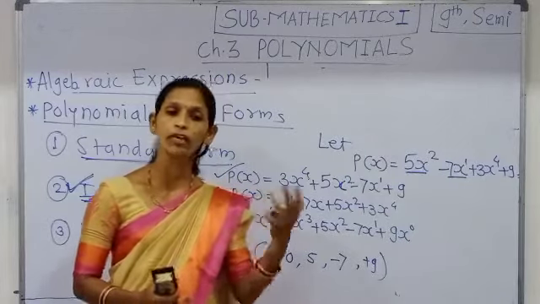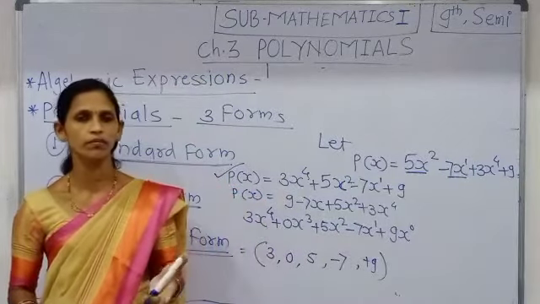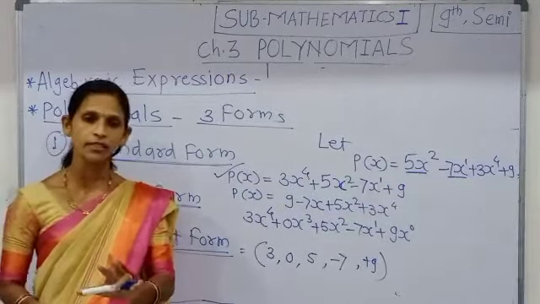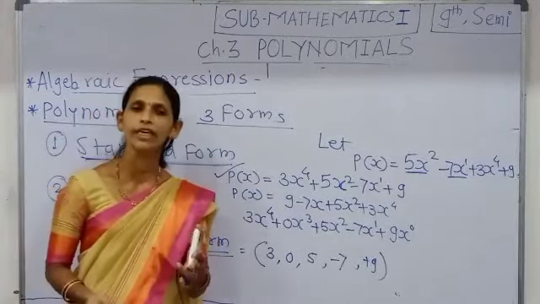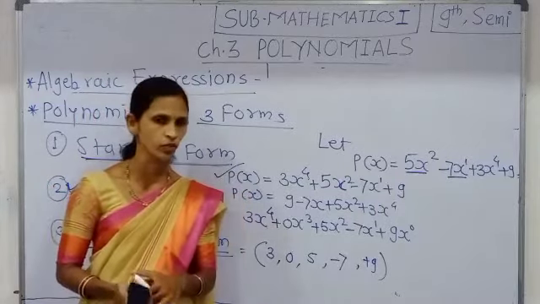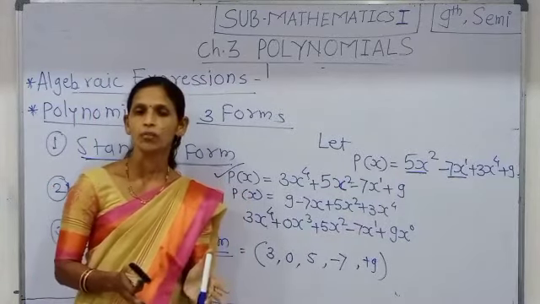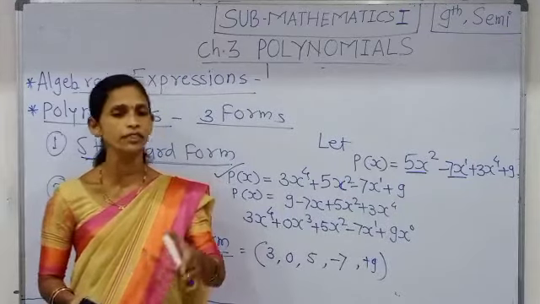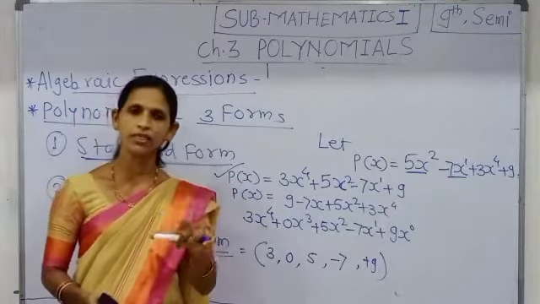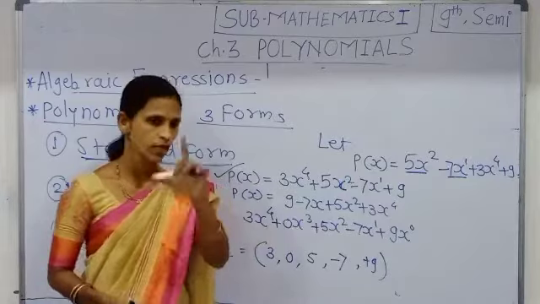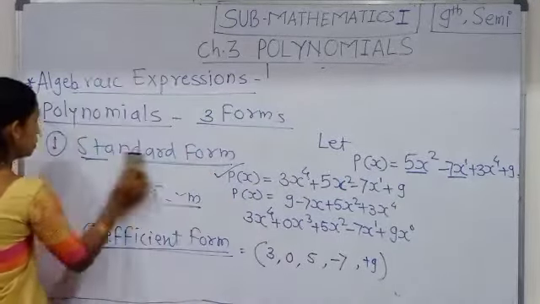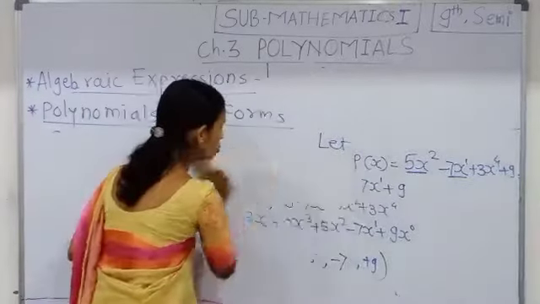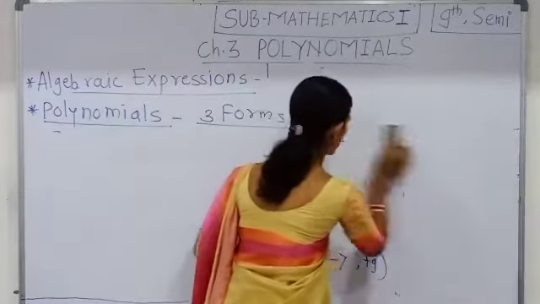That means we can convert coefficient form into index form as well as standard form, and standard form or index form into coefficient form. Any polynomial given in index form can be written in its standard form as well as in coefficient form. Let us solve an example based on these conversions.